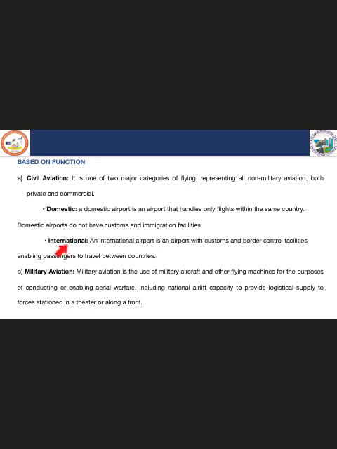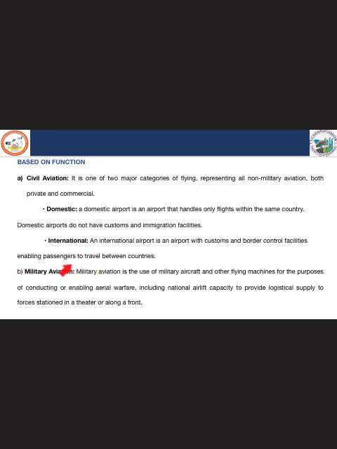The second type of civil aviation airports are the international airports, which have customs and border control facilities, enabling passengers to travel within or between the countries.